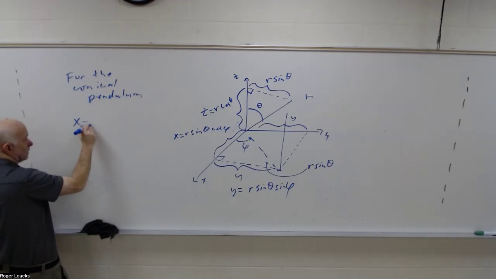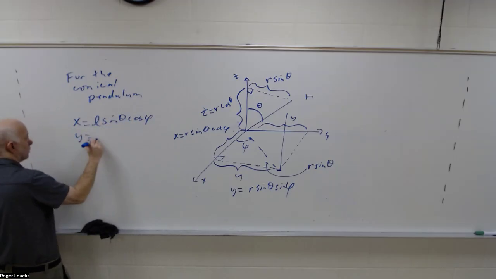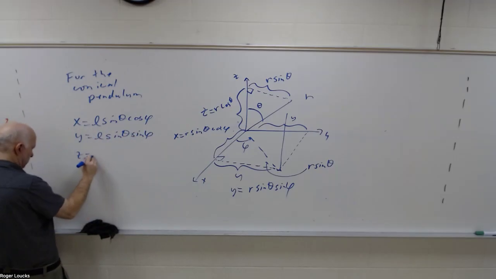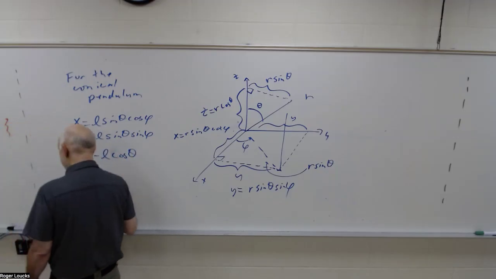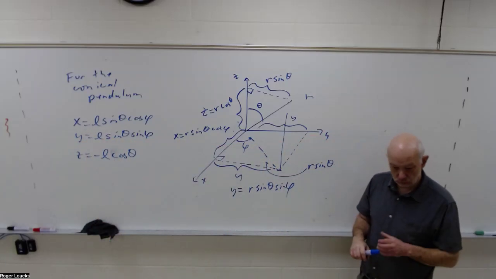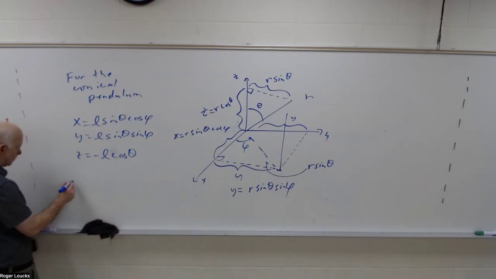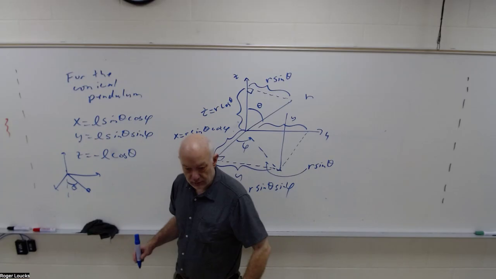So in our case, we have X equals L sine theta cosine phi, Y equals L sine theta sine phi, and Z equals minus L cosine theta. And what we're going to do is call this angle here theta. But it's the same idea. Make sense?